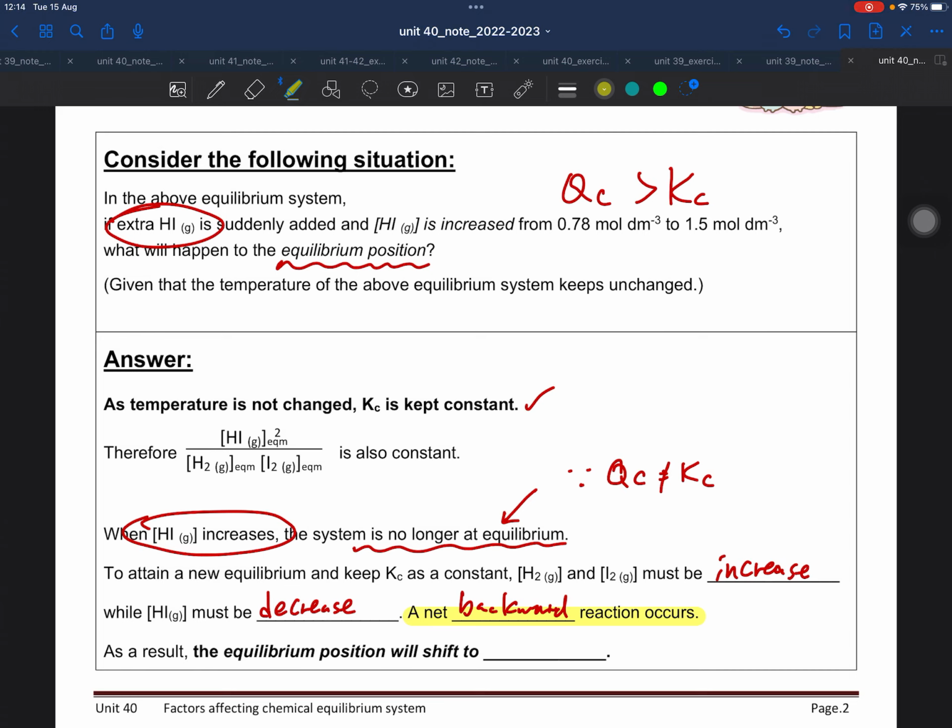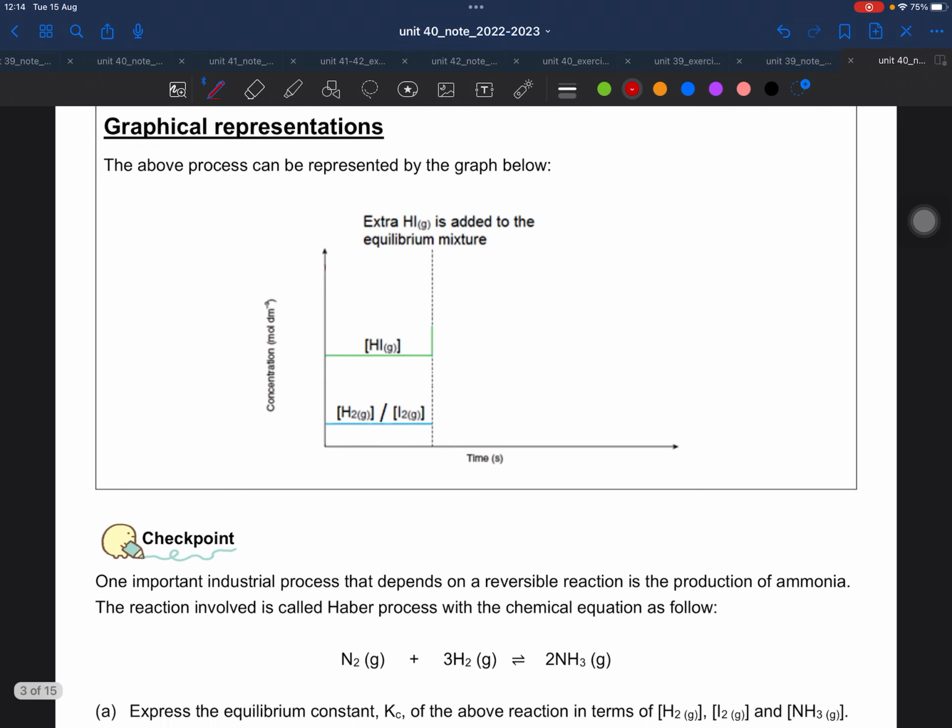In chemistry, we have a special term for that. It's called equilibrium shift to the left. Net backward reaction means the equilibrium position shifts to the left. So this is a new interpretation. You will come across it a lot in this unit. Now, how can we interpret this on a graph?